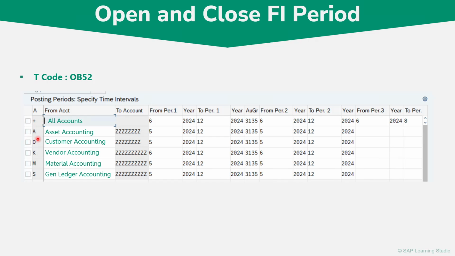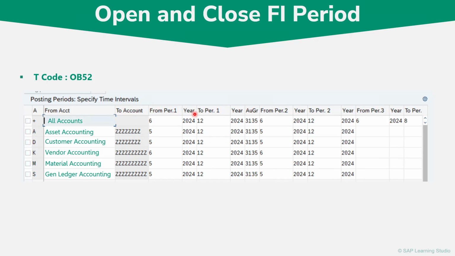We have different types of accounts in SAP. We have asset accounting, then customer accounting, vendor accounting, material accounting, and general ledger accounting. Those are identified as A, D, K, M, and S respectively, and plus is for all the accounts. If you see, there are from account and to account fields, so we not only define the types of account, but we can open or close the period at the account level also in SAP.